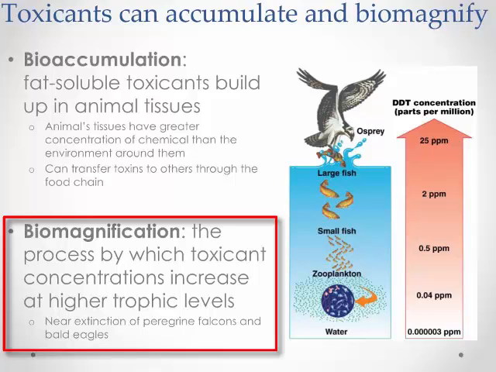For example, as has been mentioned before, DDT was widely used in the 1950s and 1960s. It was banned because it was discovered that it traveled up the food chain and caused reproductive problems. The unhatched offspring of peregrine falcons and bald eagles were dying because DDT was making their eggs too thin and brittle. This caused the near extinction of peregrine falcons and bald eagles.